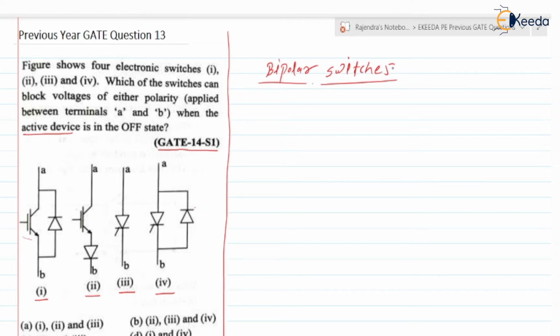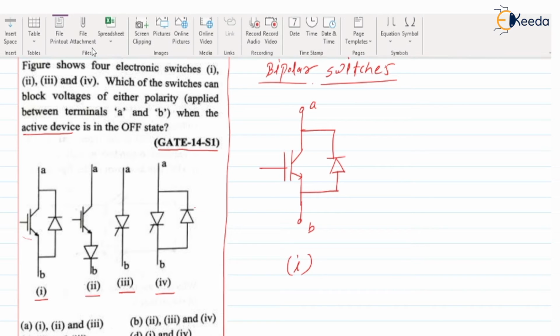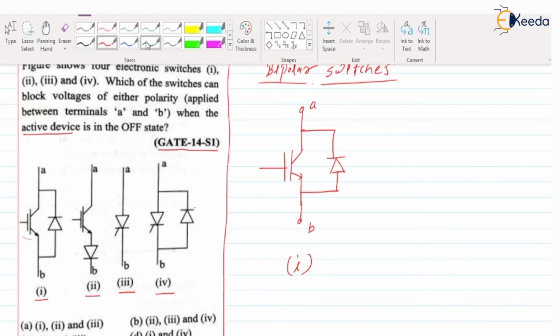So here if you check the first switch, let us draw the first switch. This is an IGBT we are having, and a diode. It is like an IGBT and a body diode we are having, right? So suppose the active device is in an off state.